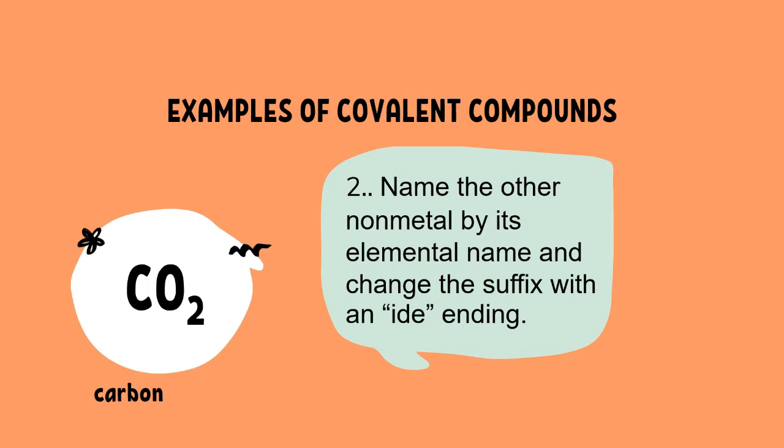Again, we're going to give the name for the second element, the symbol O, which is oxygen. But always remember, you have to change the suffix with an IDE ending. So instead of oxygen, we make it oxide. Alright, so it's carbon oxide. But this does not end here because we have rule number 3 in naming covalent compounds.